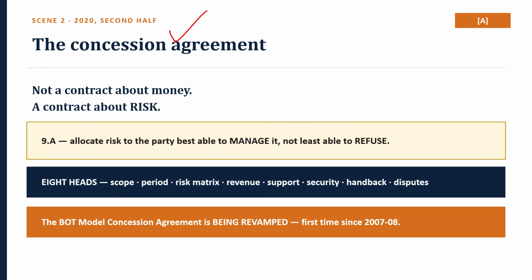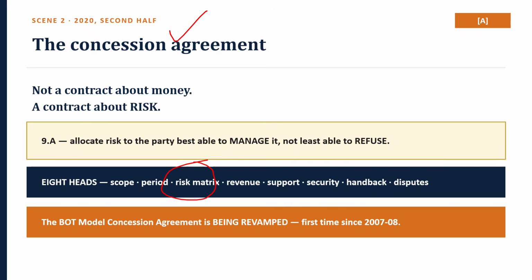There are 8 heads. First one is scope and service standards: what exactly is being built and operated and to what measurable standard. Second one, the concession period: how long, and critically whether it is fixed or variable with the traffic. Third one is the risk matrix, the risk allocation matrix: who bears construction, traffic and demand, land clearance, currency, interest rate, force majeure, and political risk. Fourth one is the revenue model: user pays, annuity, hybrid, availability payment, and who sets the tariff?